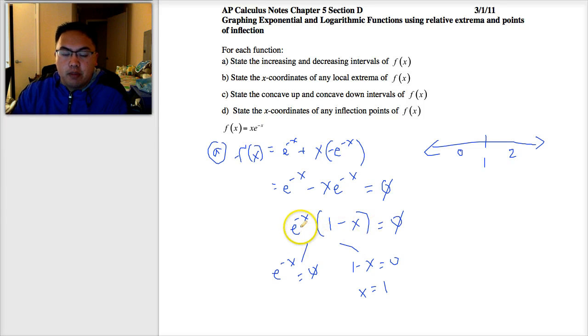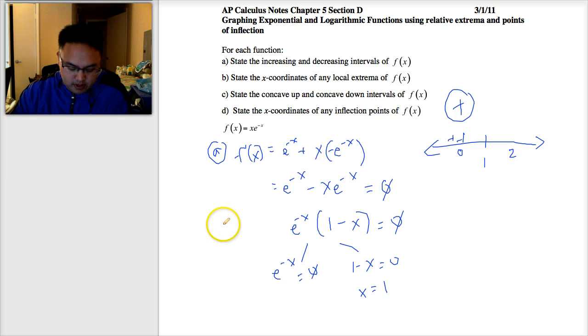If I plug in 0 here, this will become a 1. Plug in 0 here, this will become a 1. 1 times 1, or positive times a positive, makes this whole zone positive. If I plug in 2, e to the negative 2, you may think it's negative, but that just means the exact same thing as 1 over e squared, and that's a positive number.